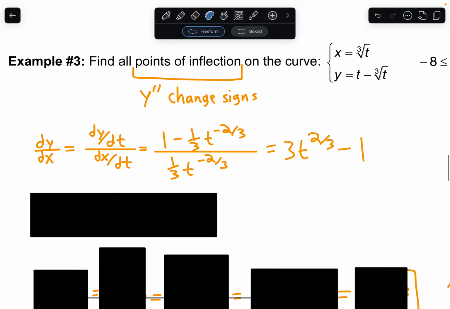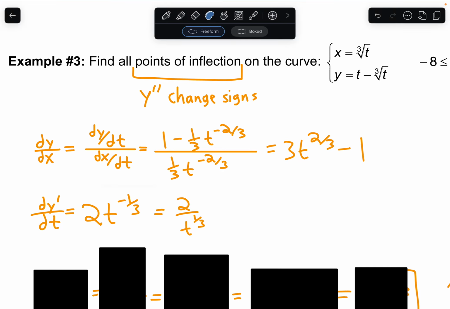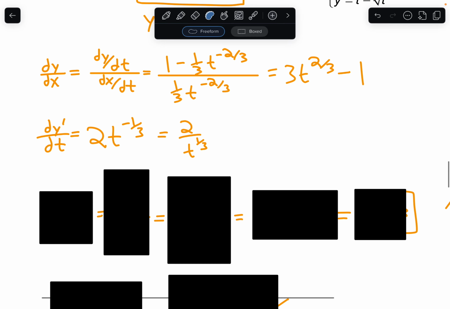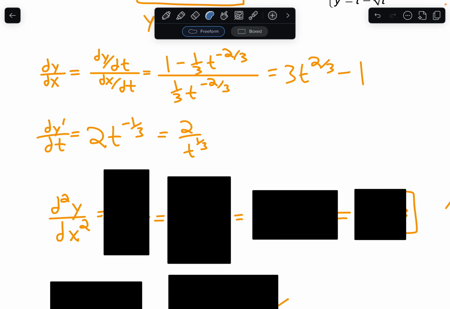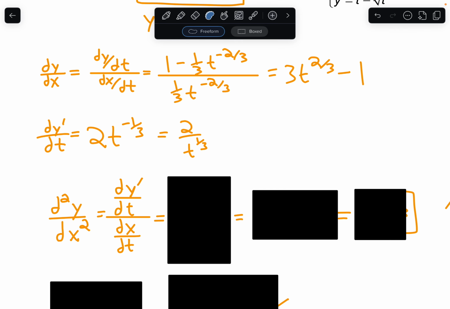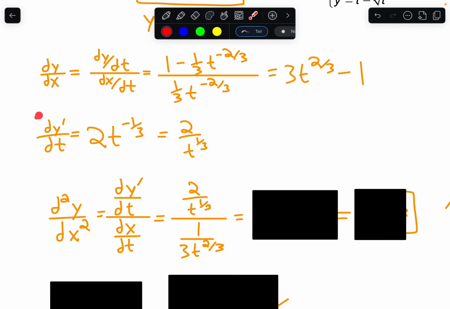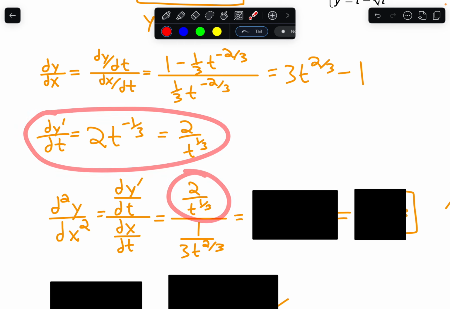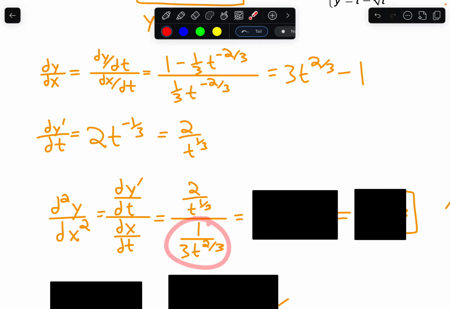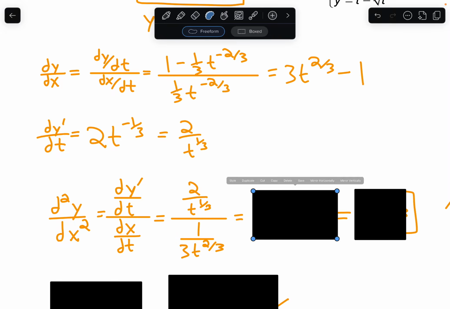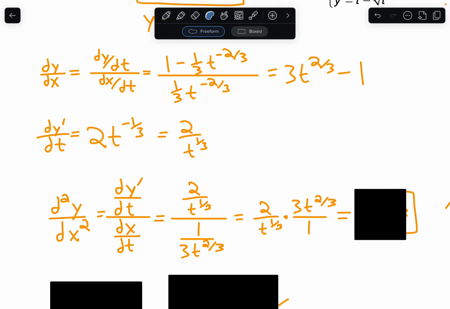We want that thing's derivative. That's my dy prime dt. So that's 2t to the -1/3. And so the second derivative is going to be dy prime dt over dx dt. And so we just found the dy prime dt. That goes right here. Dx dt we already did earlier. Go ahead and multiply by the reciprocal. And this is going to simplify pretty nicely. 6t to the 1/3, or 6 times the cube root of t.